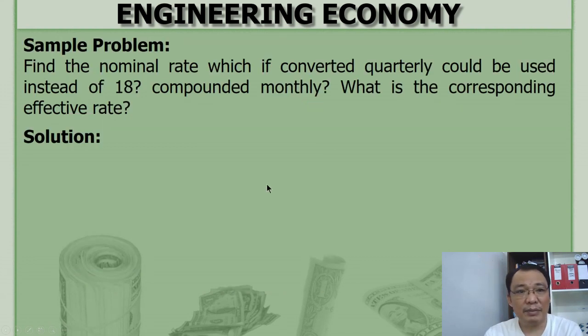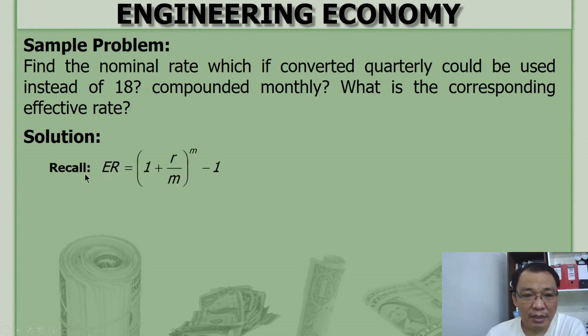Let us have a sample problem. Find the nominal rate which, if converted quarterly, could be used instead of 18% compounded monthly. Sorry, 18%. So given 18% compounded monthly, what is the equivalent nominal rate if converted quarterly? And then, what is the corresponding effective rate? In this case, we compare the effective rate of the two.